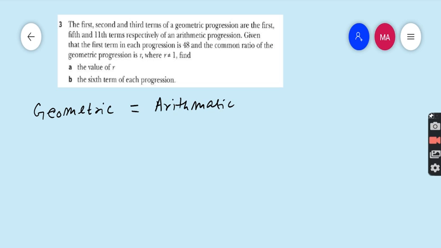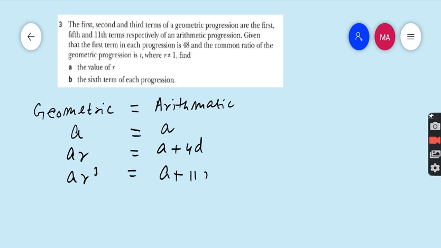According to the question, the first term of the geometric is equal to the first term of the arithmetic. The second term of geometric, that is AR, equals the fifth term of arithmetic, that is A plus 4D. The third term of geometric, that is AR square, equals the 11th term of arithmetic, that is A plus 10D.